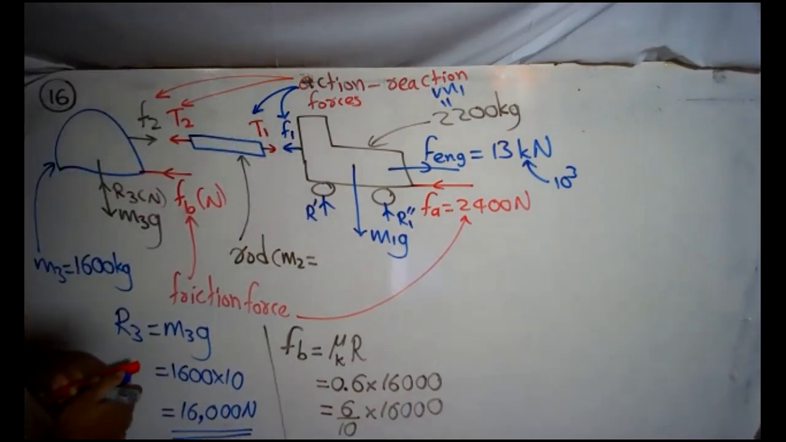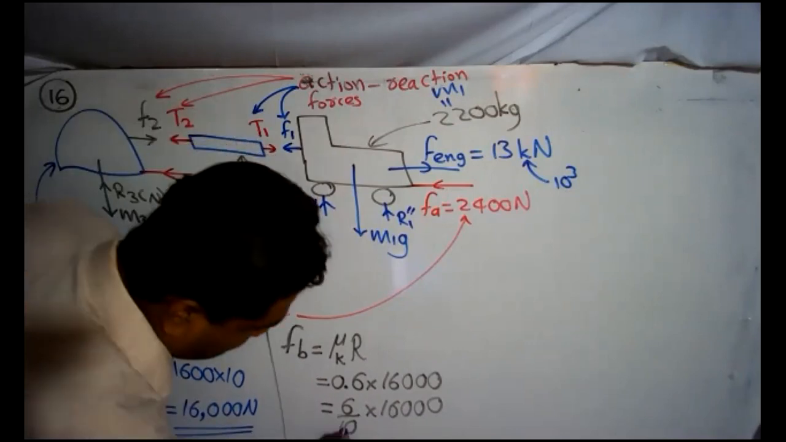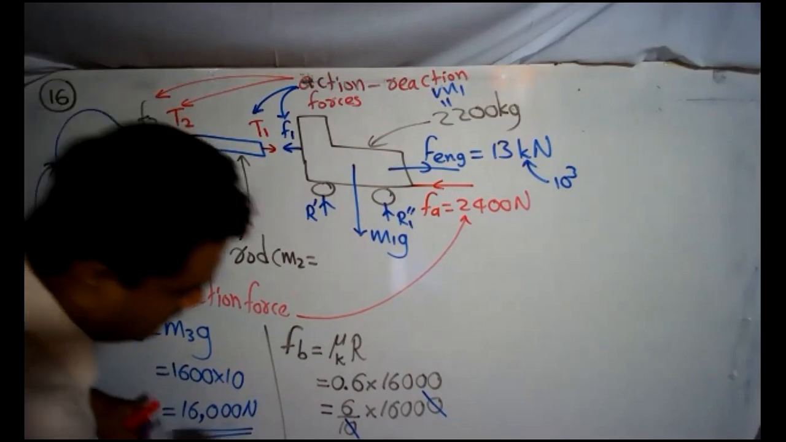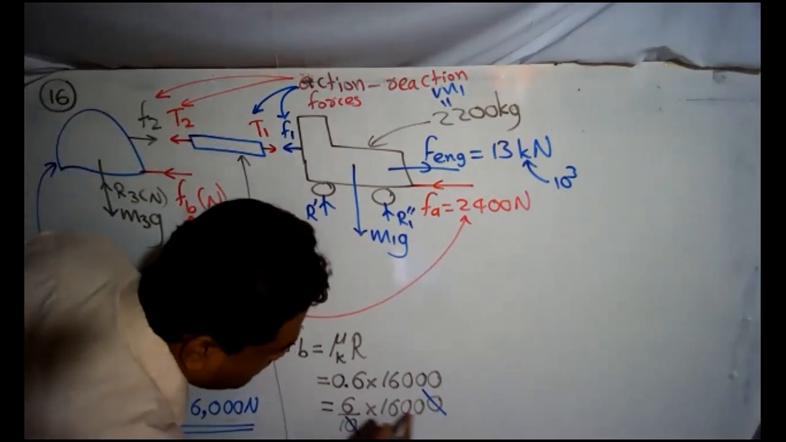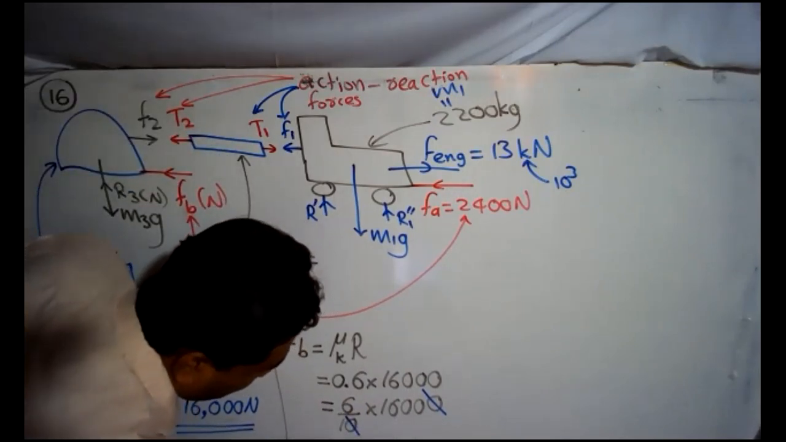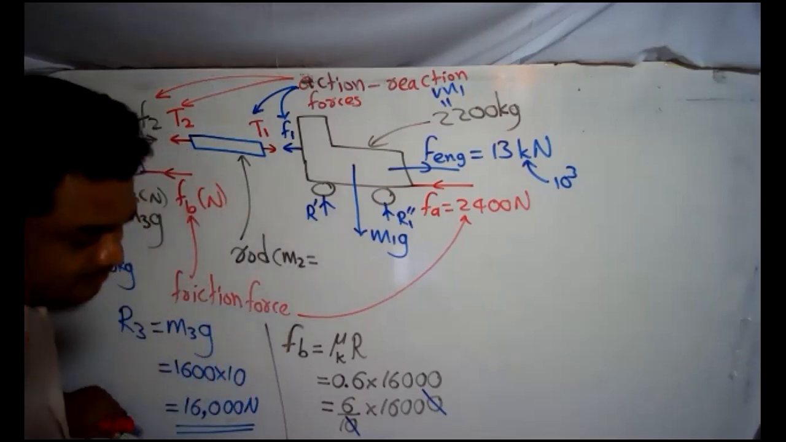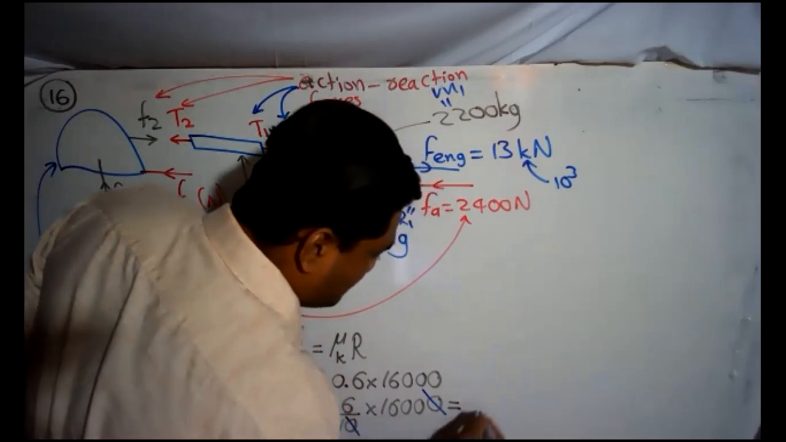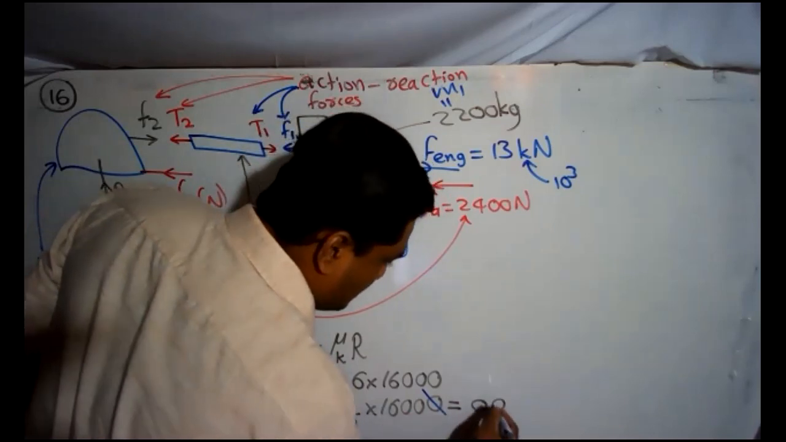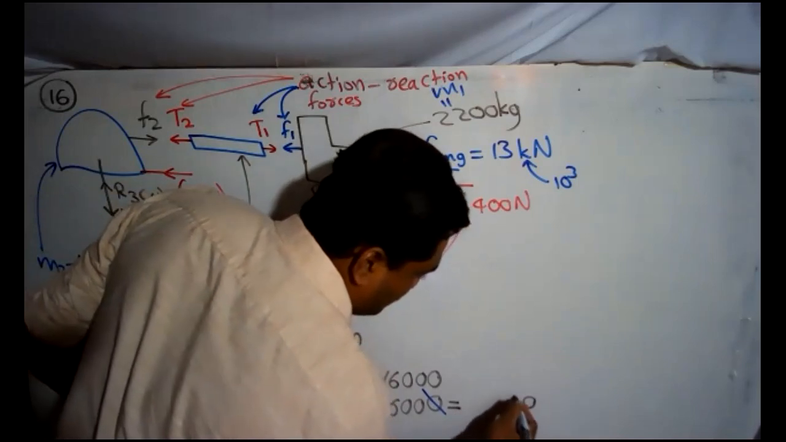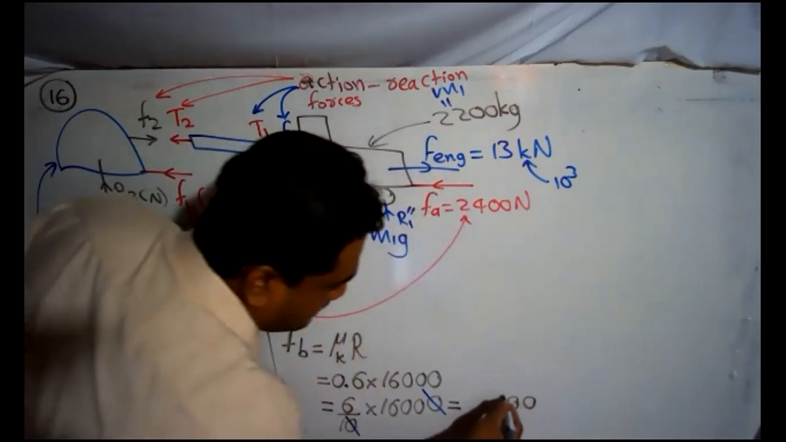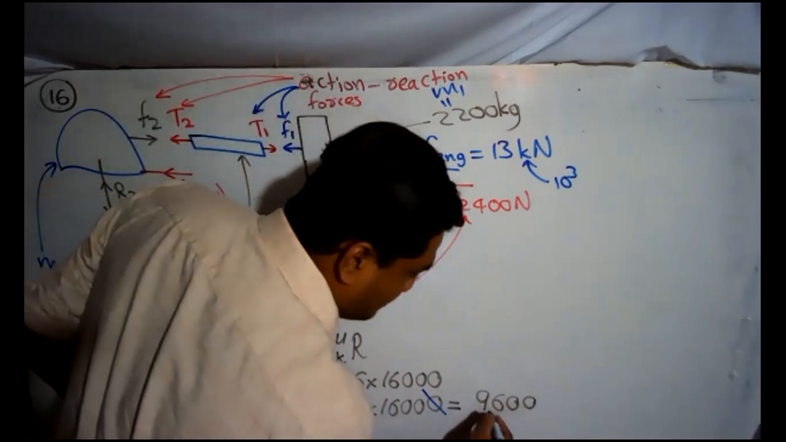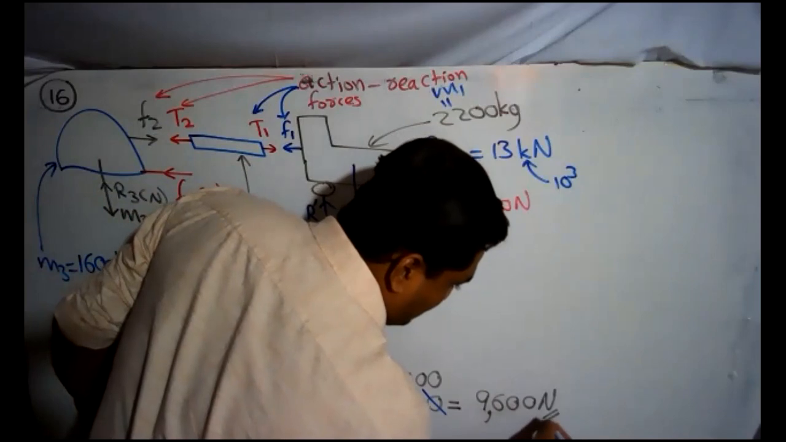Right? So we can cancel out the zeros like this. This zero and this zero. Right, then 6 times 0, 0. You can't see it if I write it here, so let me write here. 6 times 0, 0. 6 times 6, 36. 3 remaining. 6 times 1, 6 plus 3, 9. 9,600 Newton.